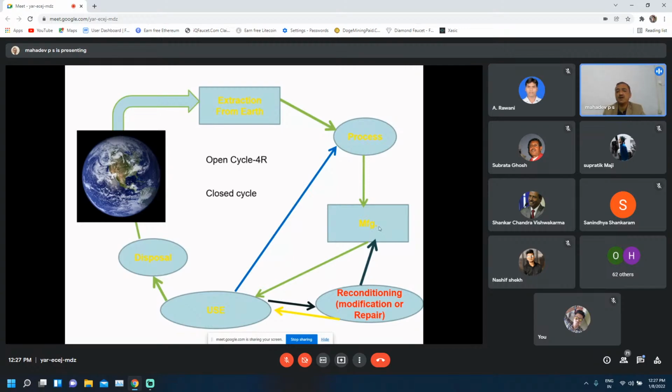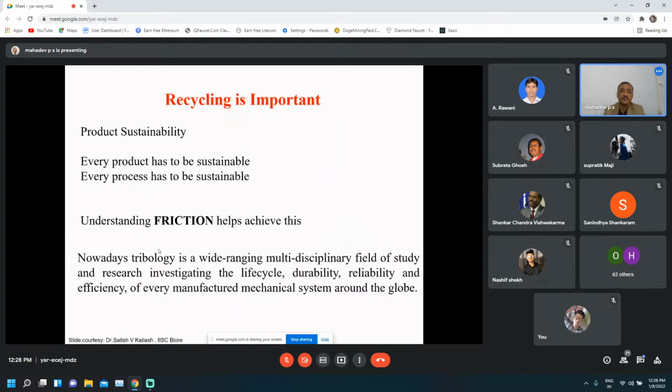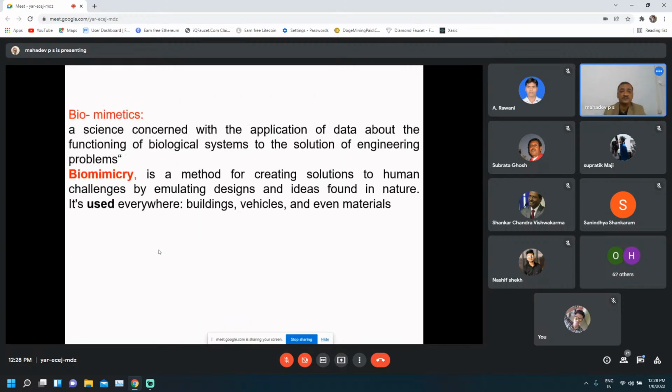After manufacturing, we use it. After use in our day-to-day life as a product or in the industry, what we can do after usage is some reconditioning. That is nothing but some kind of modification or some minimal repair done on that product. Again, we can manufacture it, again we can use it, again we can dispose of it. So that constitutes an open cycle, keeping sustainability in mind. So recycling is important.